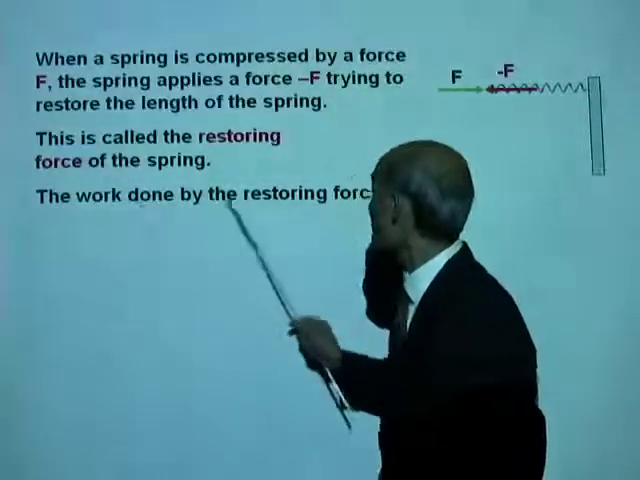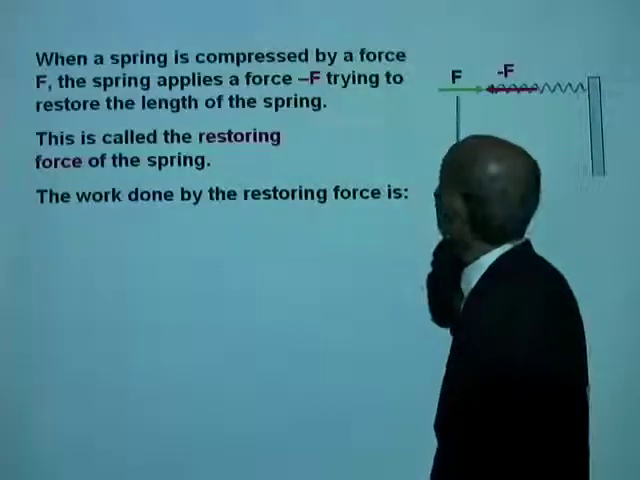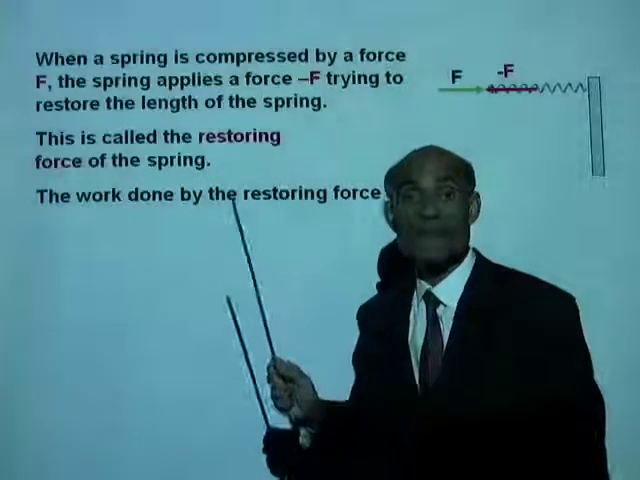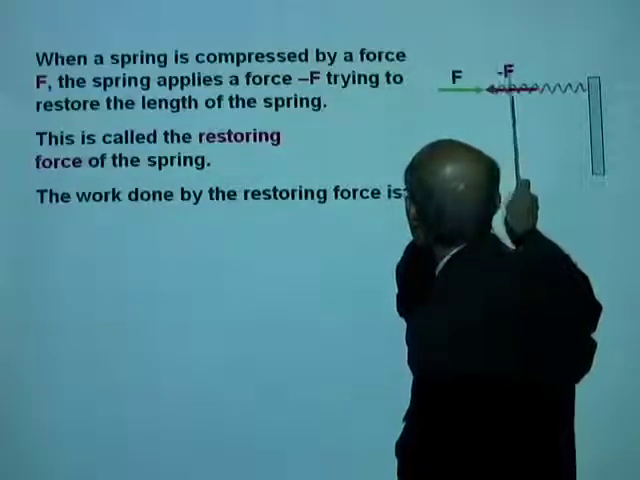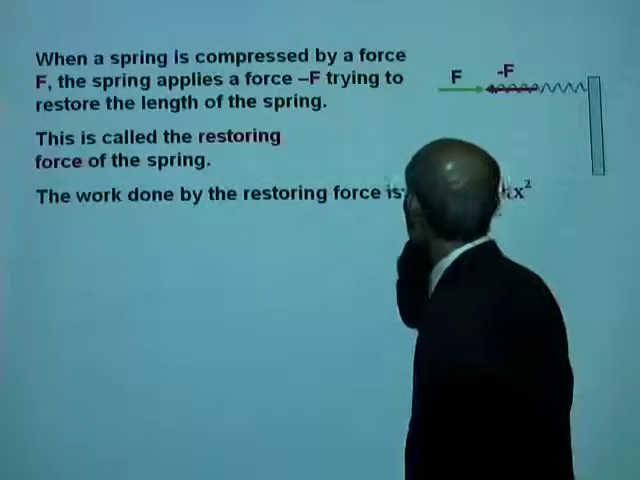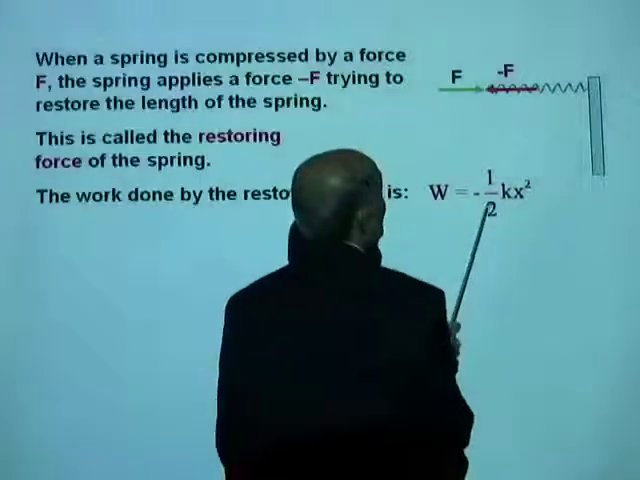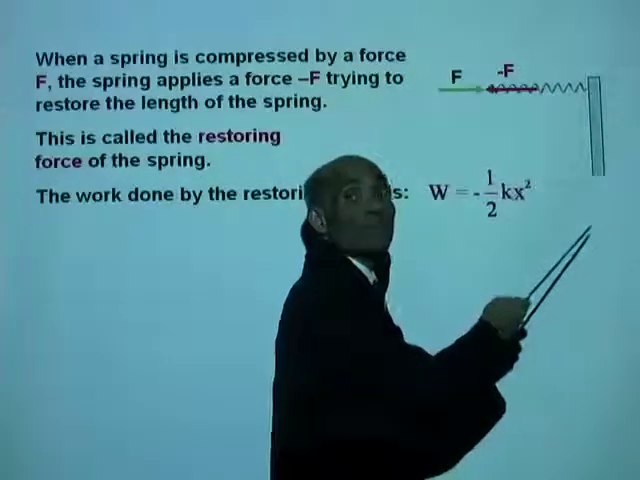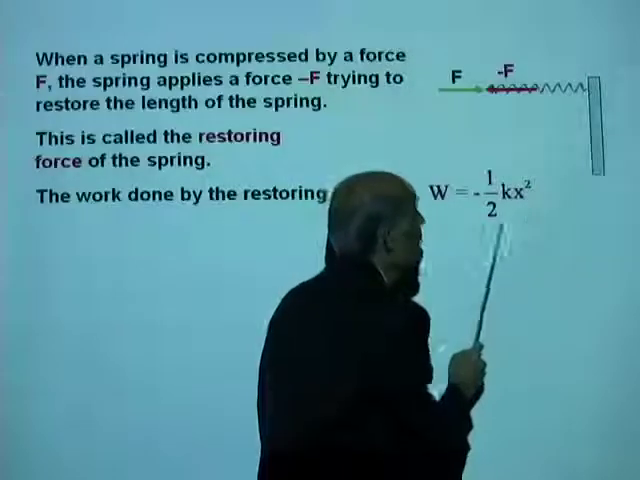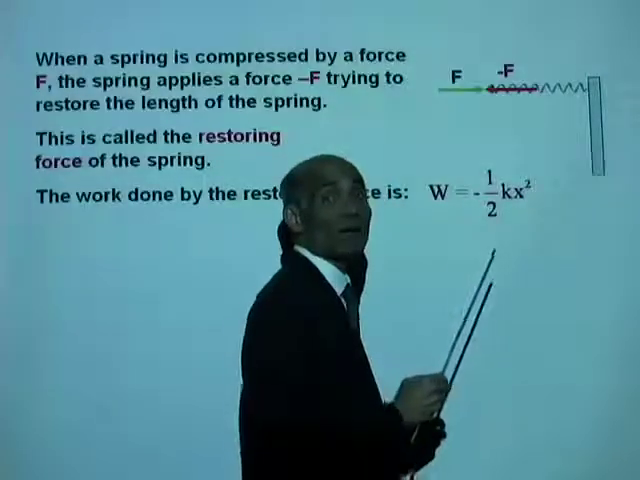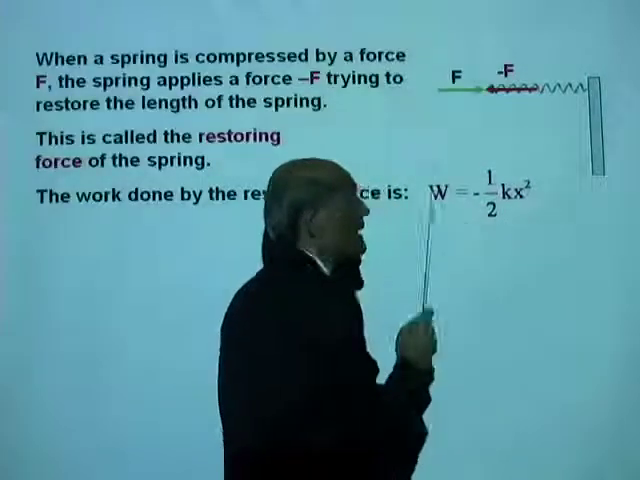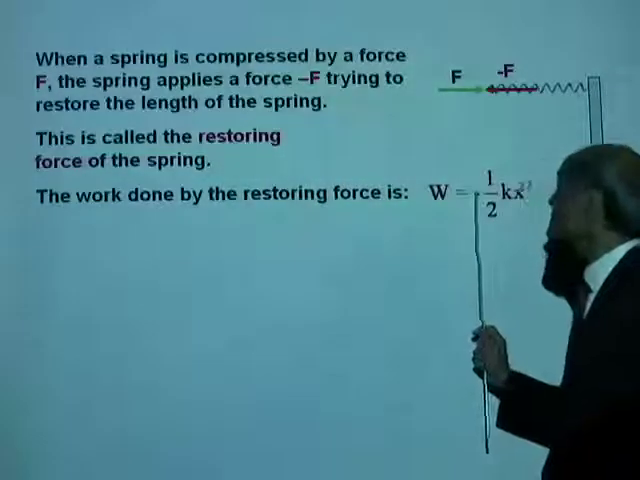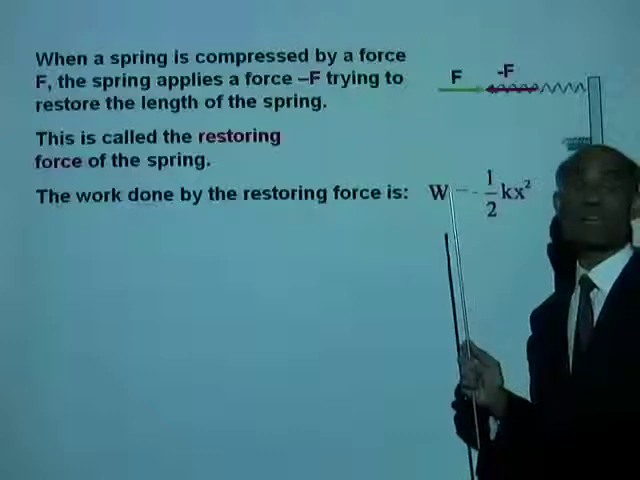Now, the work done by the restoring force, if the spring is compressed by a distance x, the work done by this restoring force, which is negative F, will be negative F times x, and you know that will be 1/2 kx squared. So work done by the restoring force of the spring is negative 1/2 kx squared.